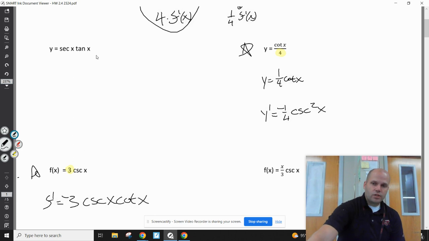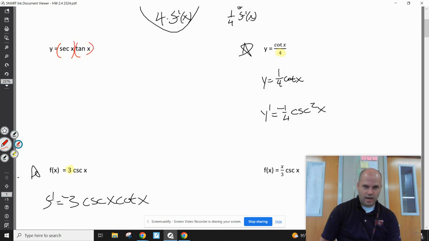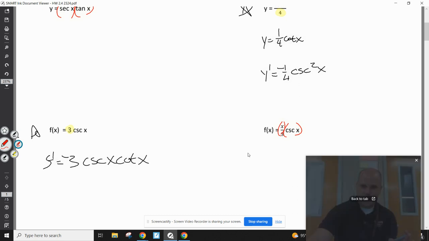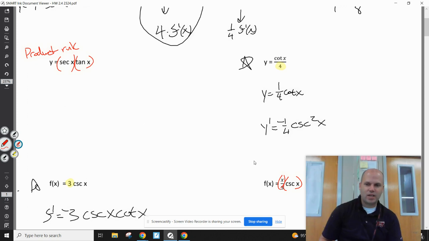Now, the remaining ones, we do see, and we did this in our notes, x's times x's. Yes, we need to use the product rule. Here, x's times x's. Yes, it's x divided by 3, but again, I'm going to write that as 1/3 x. X's times x's, product rule. If we don't have x's times x's, you don't use the product rule.